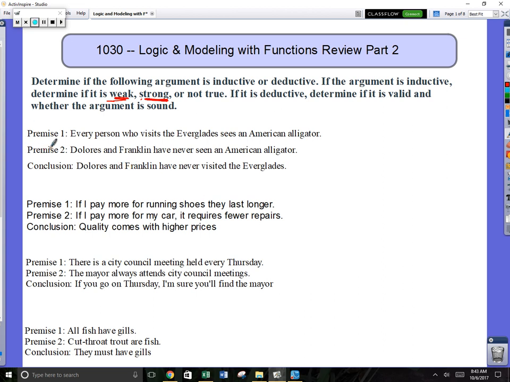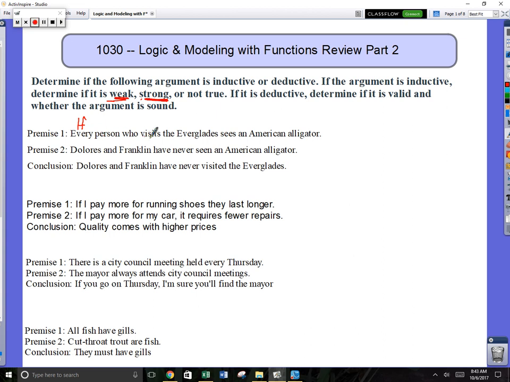So here we go. First one. Premise number 1. Every person who visits the Everglades sees an American alligator. Premise number 2. Dolores and Franklin have never seen an American alligator. Therefore, we can conclude Dolores and Franklin have never visited the Everglades. Okay, so this has kind of a deductive feel. And it can be conditional.